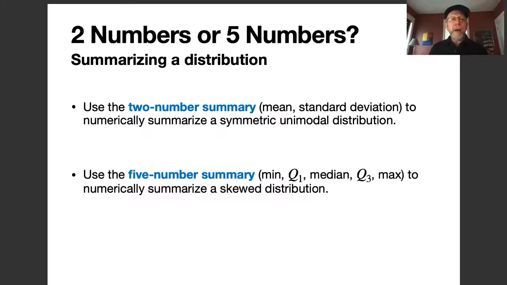On the other hand, the five-number summary and the associated box plot we've seen is a good way to quantify the shape of a skewed distribution. So we prefer to use the five-number summary, minimum, Q1, median, Q3, and the max, to numerically summarize a skewed distribution.